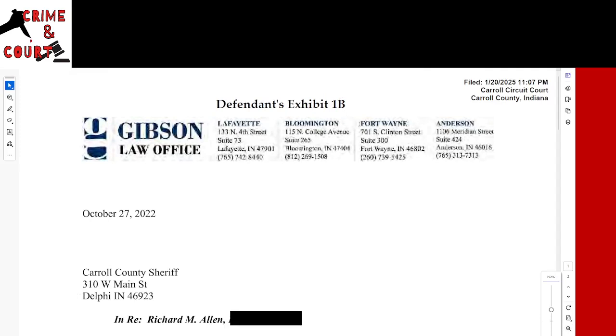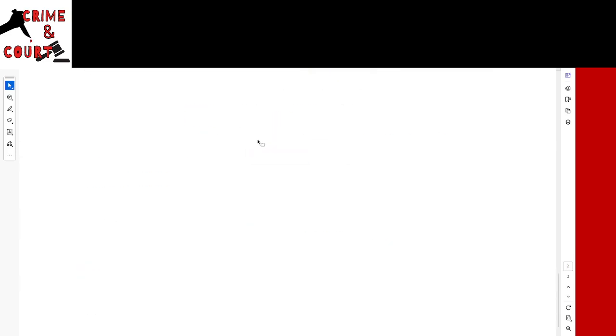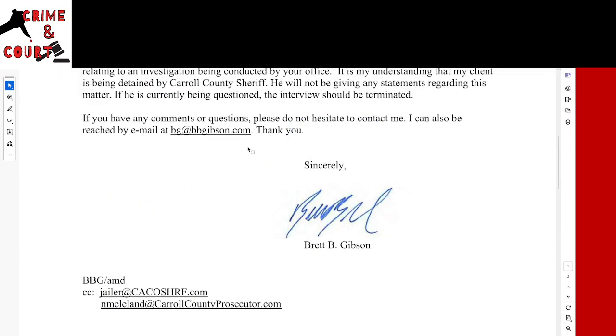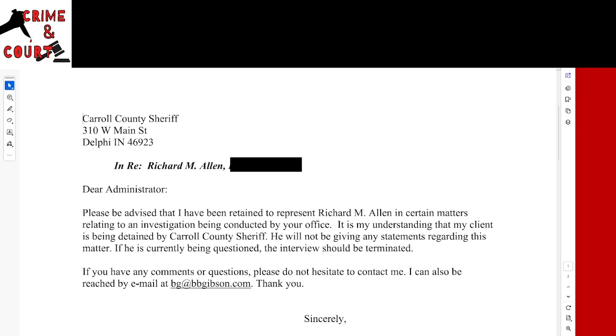This is Defendant's Exhibit 1B, Gibson Law Office, Carroll County Sheriff. This is to the sheriff, and I'm sure Nick McClelland got the same exact letter just with his name on it. Or no, he didn't. He's just copied. So it's sent specifically to the Carroll County Sheriff, which is Tobe. No, sorry. Tobe Lesenby was the sheriff just prior, and Tony Liggett then became sheriff right after. Maybe it was Tobe. I gotta go back.